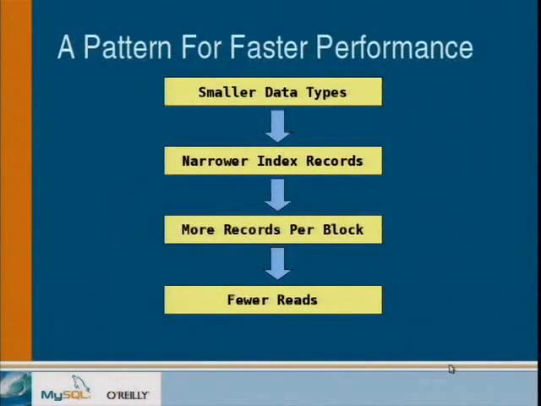And this is the limit of my graphical ability right here. That's about it. It's just a little flow of smaller data types leads to narrower index records, more records per block, fewer reads, faster performance. It's just the general thing. How to get better performance from your indexes in the schema.